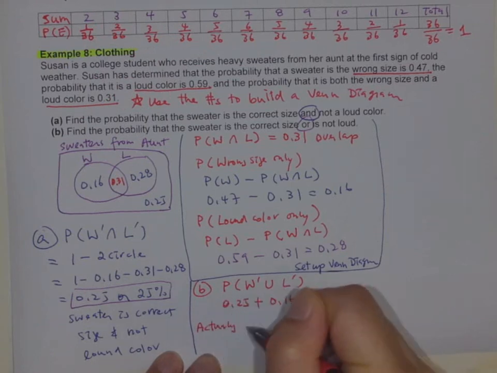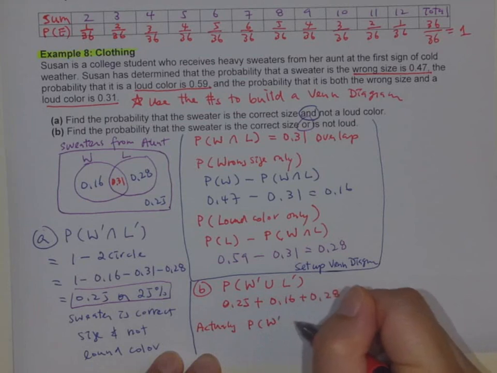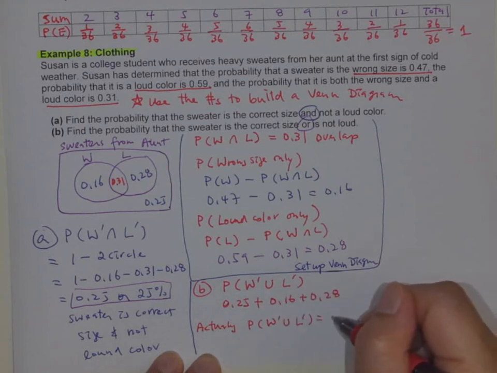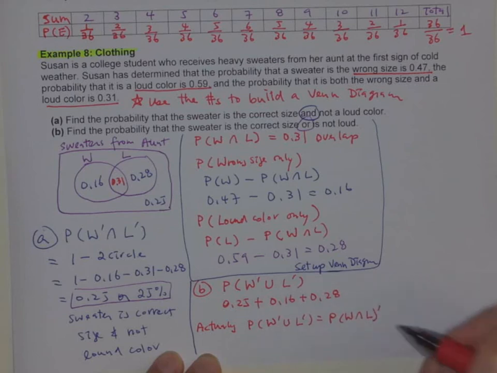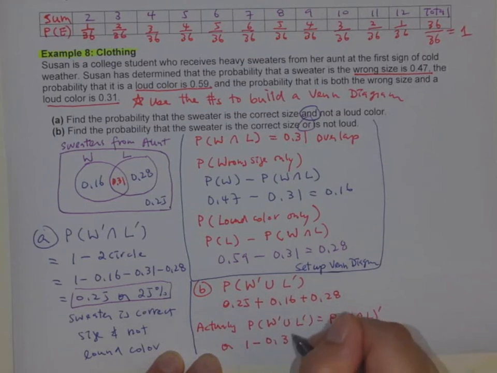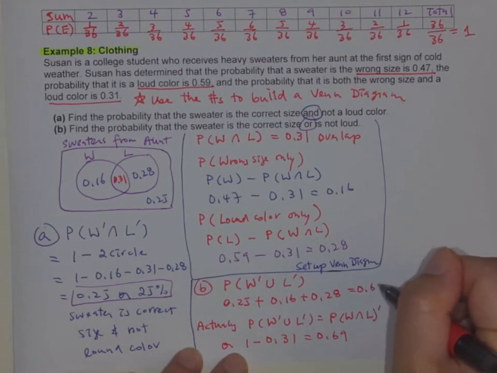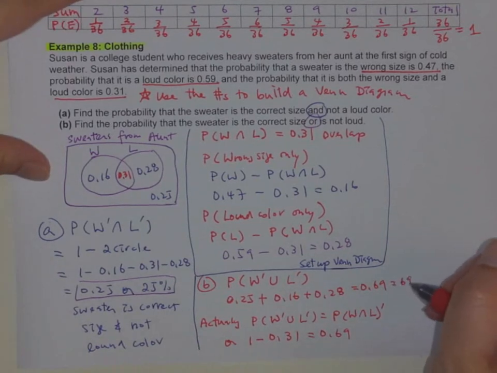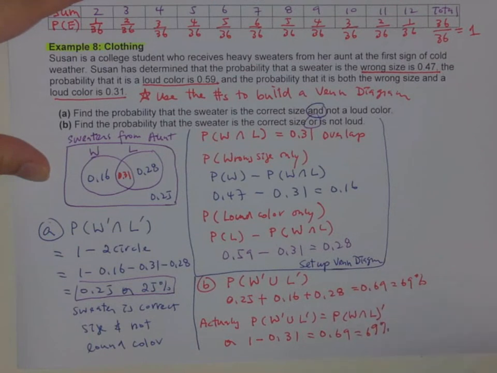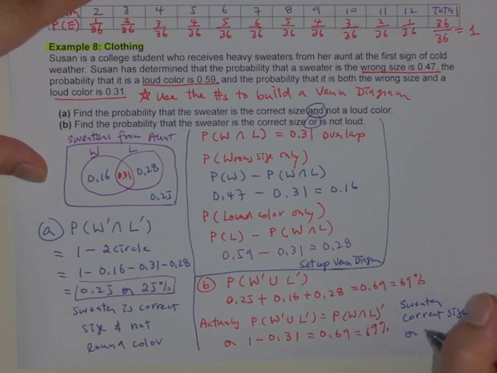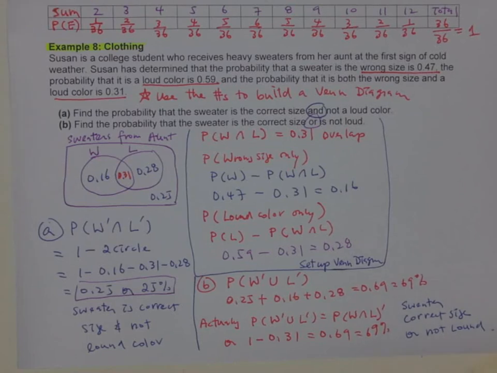That's the theorem. Say this, P of not W union not L is the same as P of W intersect L complement. So you can also do 1 minus 0.31, which is the overlapping part here, will equal 0.69, and this also will equal 0.69, which means 69% of the time you will get a sweater that is correct size, or either way, not loud. Alright, so this is 7.4.